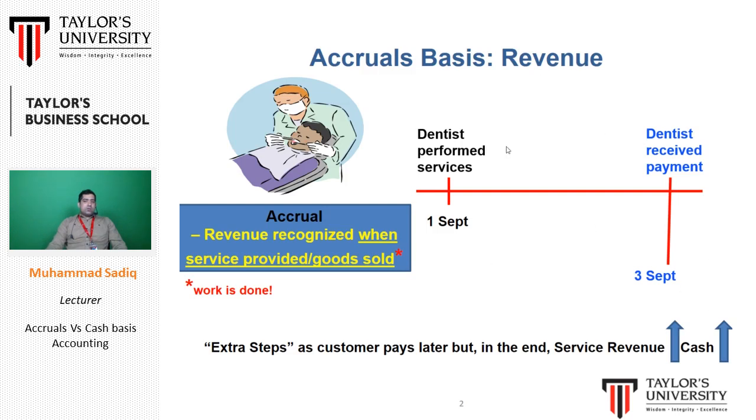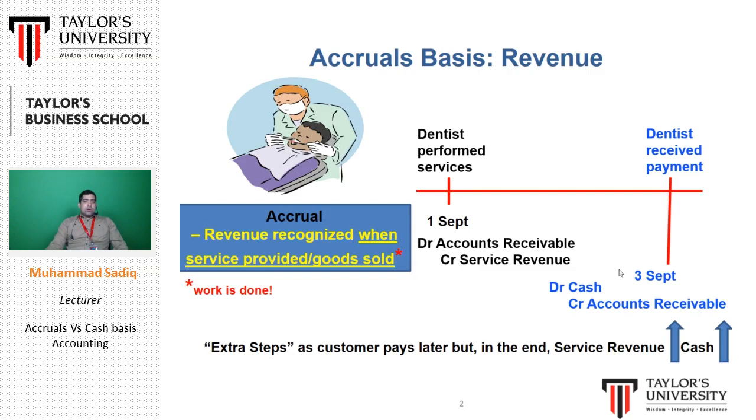Once you have performed a service on 1st of September, under accrual basis accounting, we have to record our revenue. So on 1st September, our journal entry will be debit accounts receivable and credit service revenue. On 3rd September, when we receive a payment, we will debit our cash and credit our accounts receivable, because on 1st September, we were not receiving any payment. So that's why we debit our accounts receivable on 1st of September.